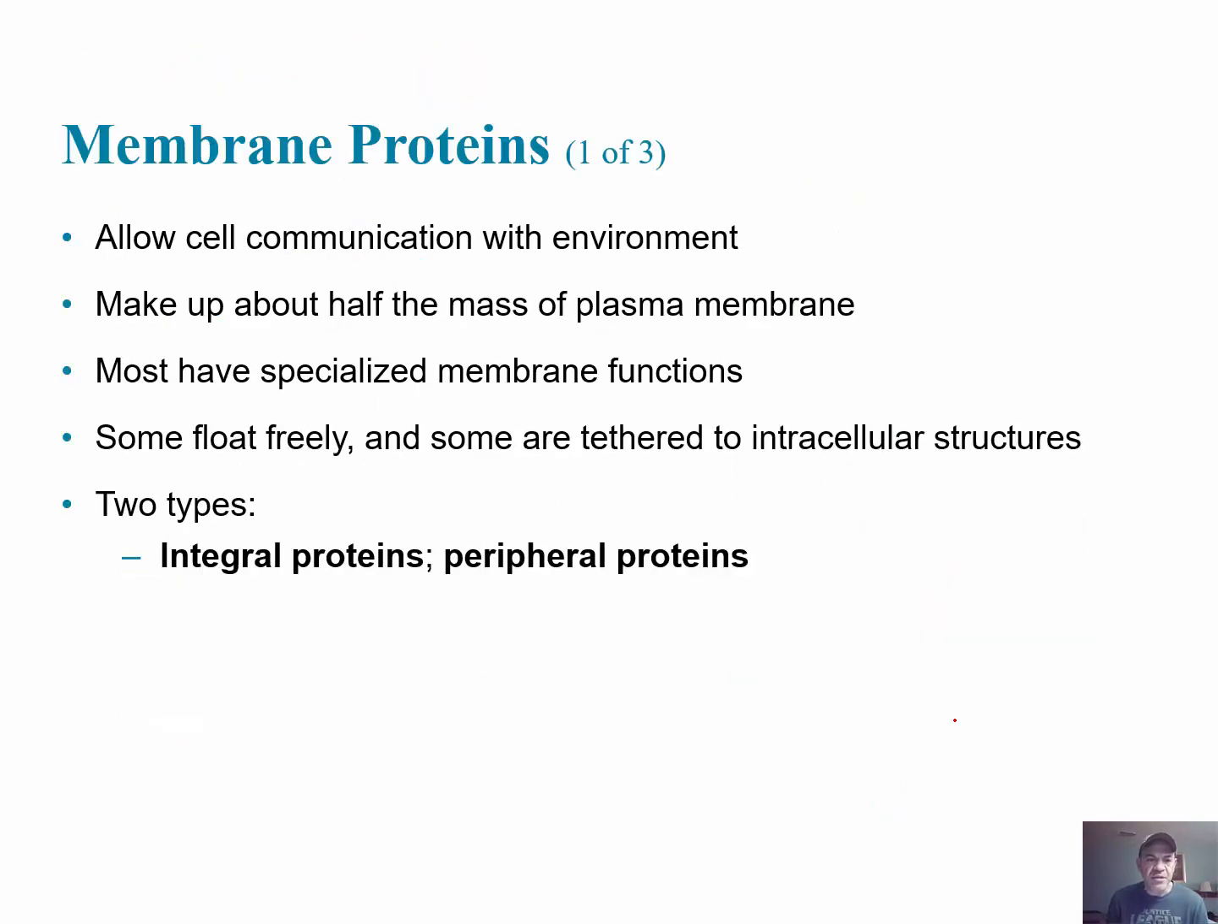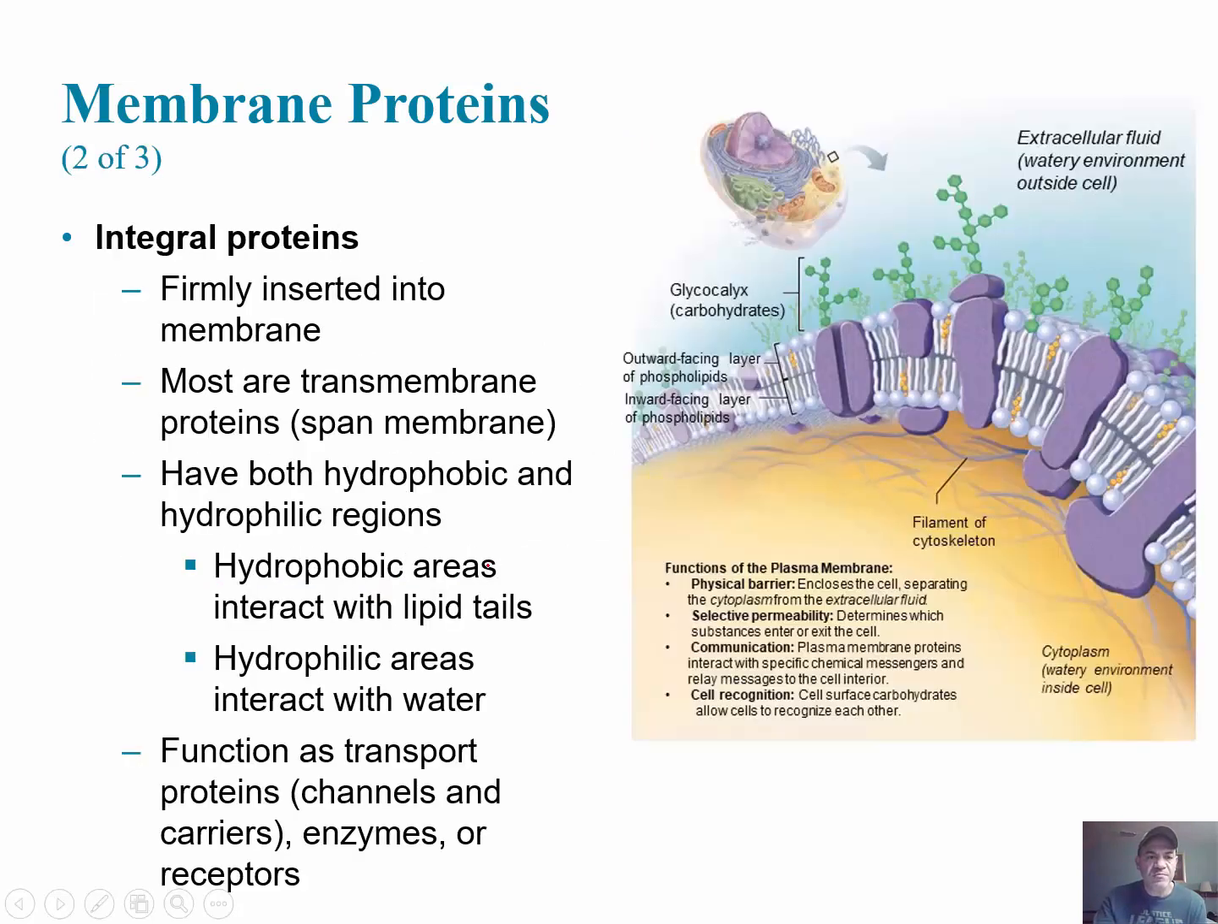And then we have membrane proteins. Back to that slide. This is going to allow cells to communicate with the environment. They make up about half of the mass of the plasma membrane, even though the lipids make up 75% of the membrane. Most have specialized membrane functions. Some float freely and some are going to be tethered to intracellular structures. There are going to be two types, the integral proteins and the peripheral proteins, which we've already mentioned.